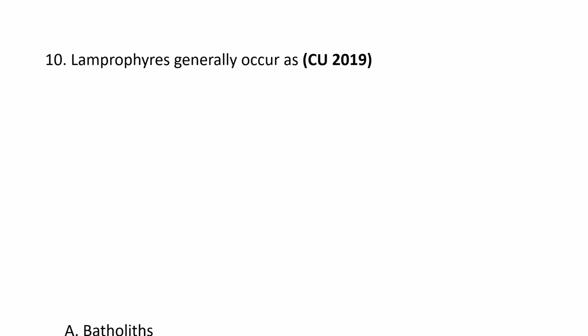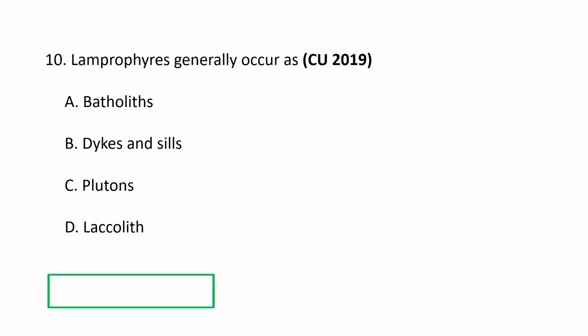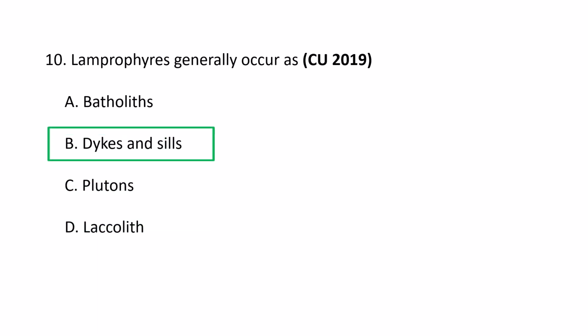Next question. Lamprophyres generally occur as A. Batholiths, B. dikes and sills, C. plutons, and D. laccolith. Lamprophyres generally occur as dikes and sills. These are often found in the form of narrow dikes and thin sills. Additionally, they can be found as marginal facies of larger plutonic intrusions.